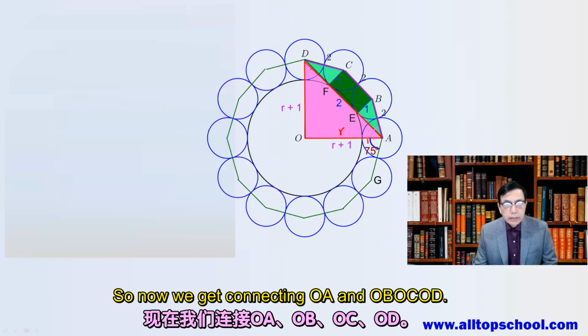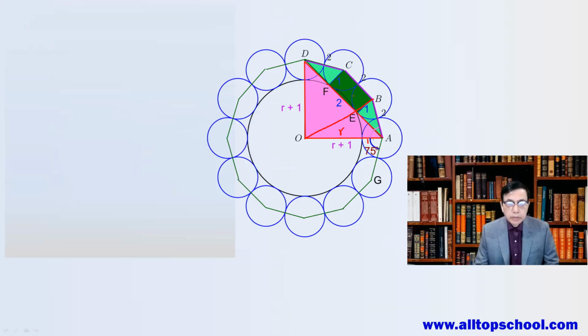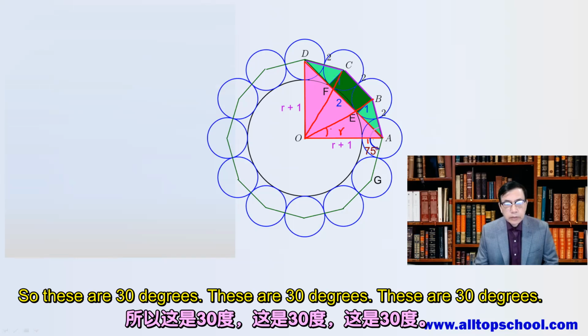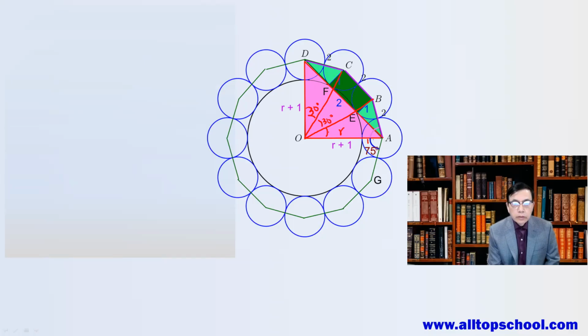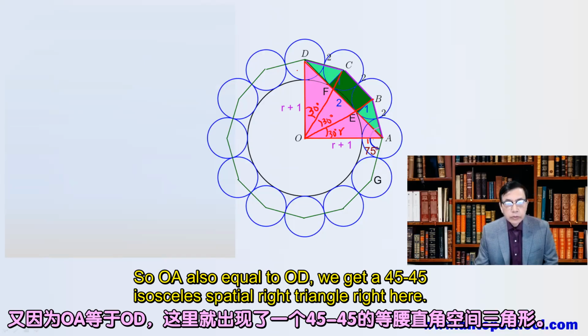Now we connect OA, OB, OC, OD. There are 4 consecutive radii of the 12-sided polygon: AOB, BOC, COD. They're all 30 degrees. So together they form a right angle; we put three smaller triangles together and get a right angle. So OA is also equal to OD, and we get a 45, 45 isosceles special right triangle right here.